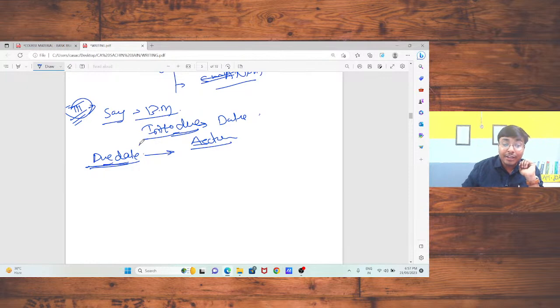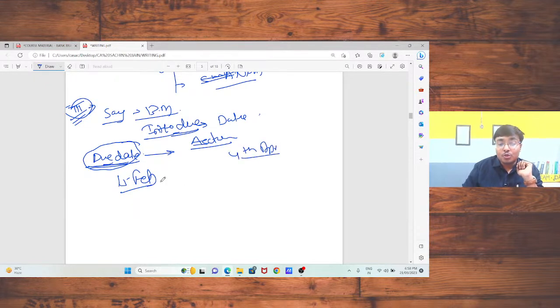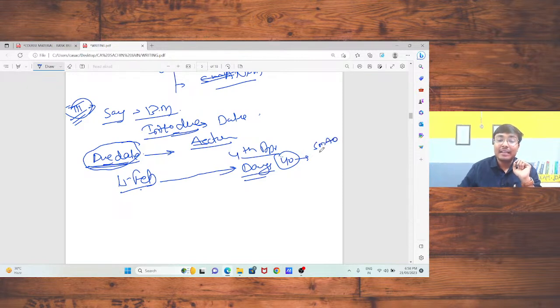When you check the due date, suppose the due date is 15th Feb, and you are checking the same on 4th April, you just make a formula in Excel, count the days. Suppose from 15th Feb till 4th April there are 40 days. In that case the same has to be classified as SMA 0.